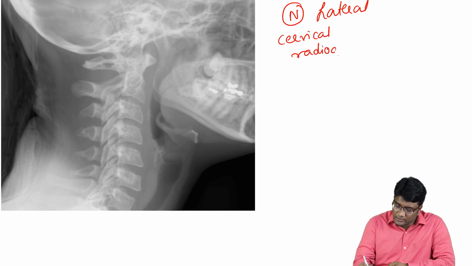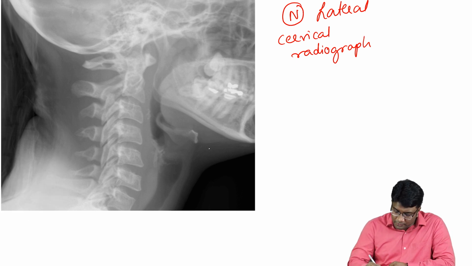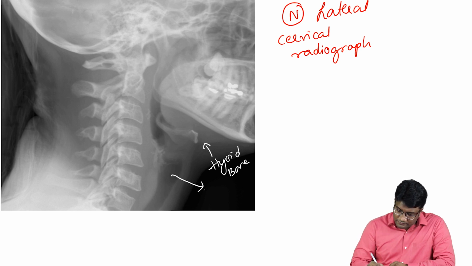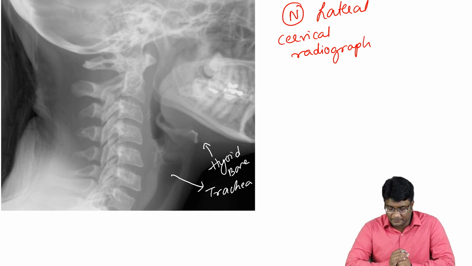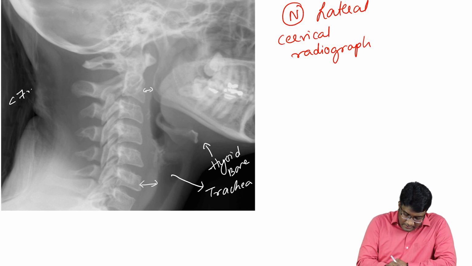And what are the structures that you can identify on this image? I hope you can see this bony area here. This is the hyoid bone. Can you see this lucency of the trachea here, right? So this lucency or the dark area that you are seeing is the tracheal lucency. Behind it, this is the prevertebral soft tissue. The prevertebral soft tissue is less than 7 mm at C2 level, and it is less than 22 mm at C6 level.